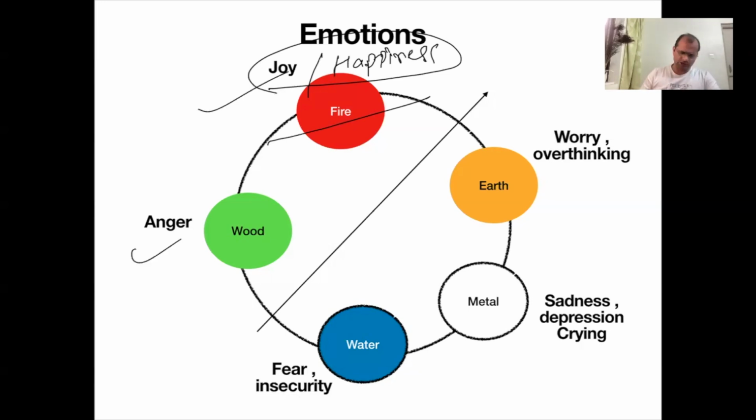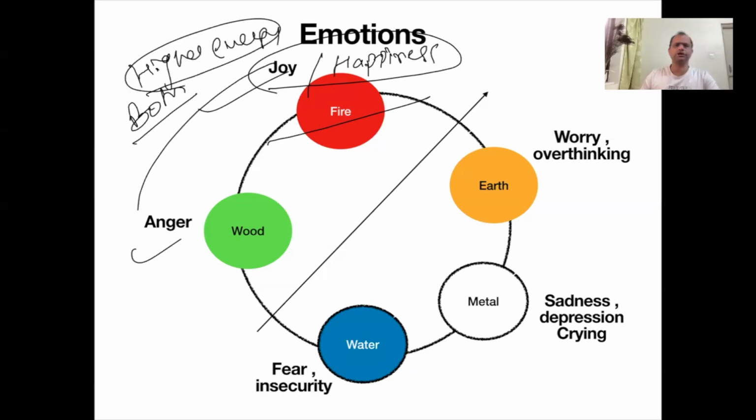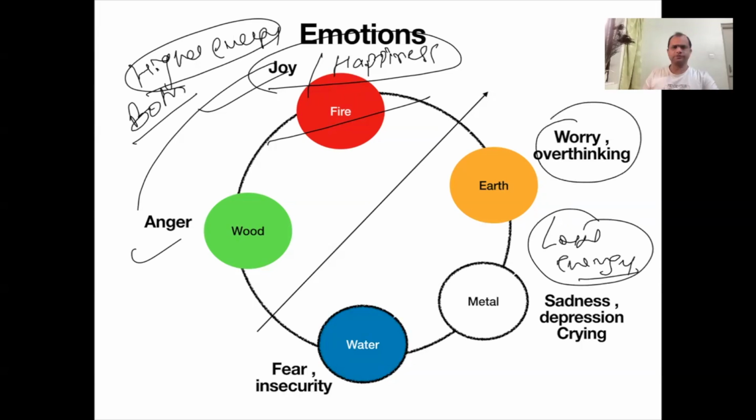So anger and joy, these both emotions have higher energy, whether we talk about anger or joy. Now, if we talk about the lower energy emotions, these are low energy, like worry, sadness, depression, fear. They have low energies.